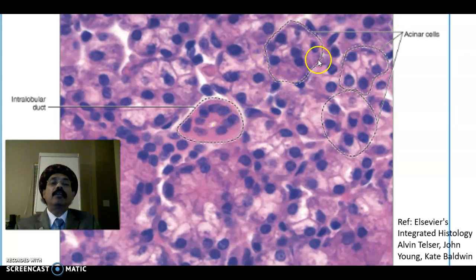These are the acinar cells. They are composed of pyramidal cells. They should be surrounded by one or two myoepithelial cells.